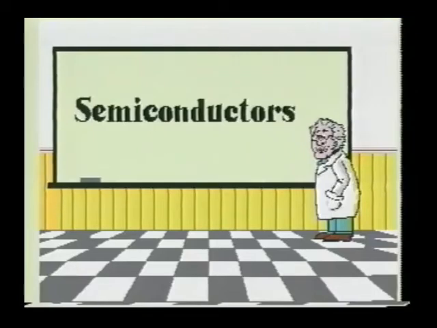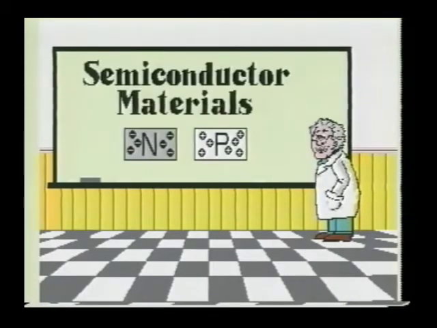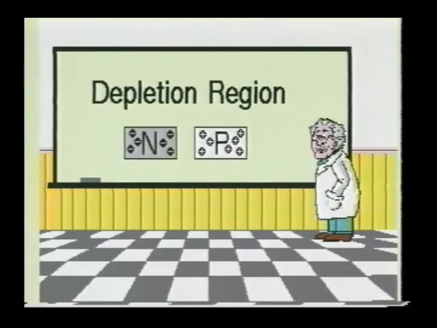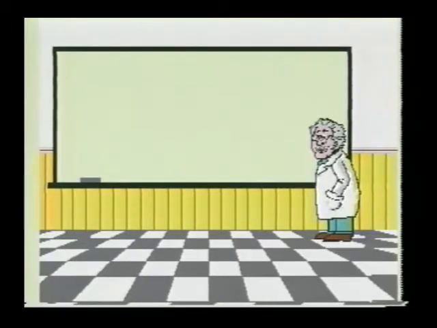World of semiconductors. You will learn about the N materials and P materials. You will see how they are formed and how they function in solid-state devices. You will also learn about the depletion region in a semiconductor device, and you will see that by controlling the depletion region, you can control the device.